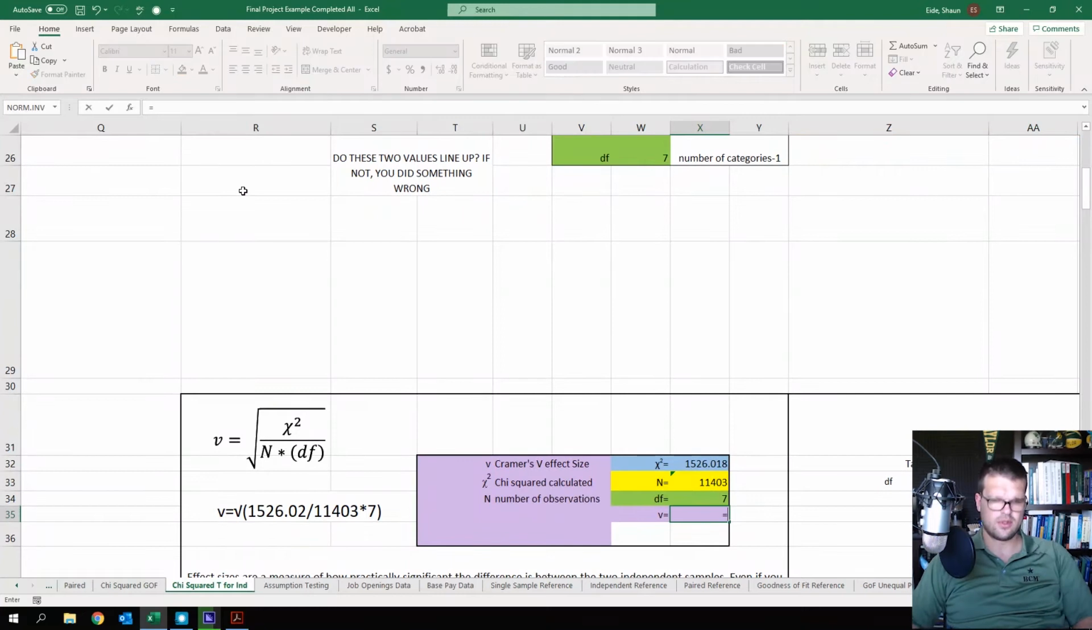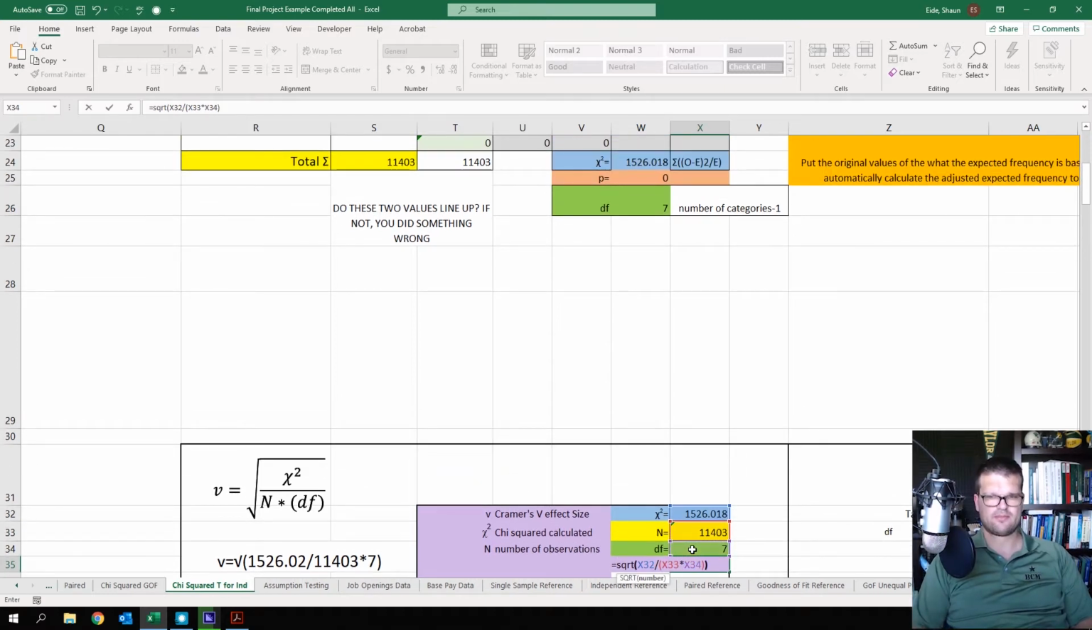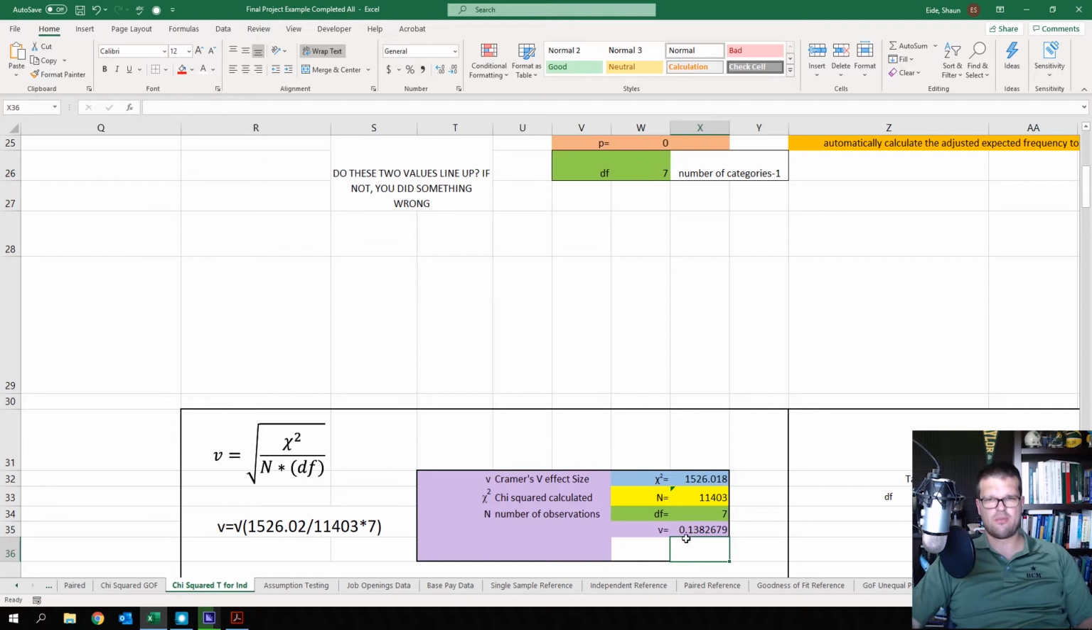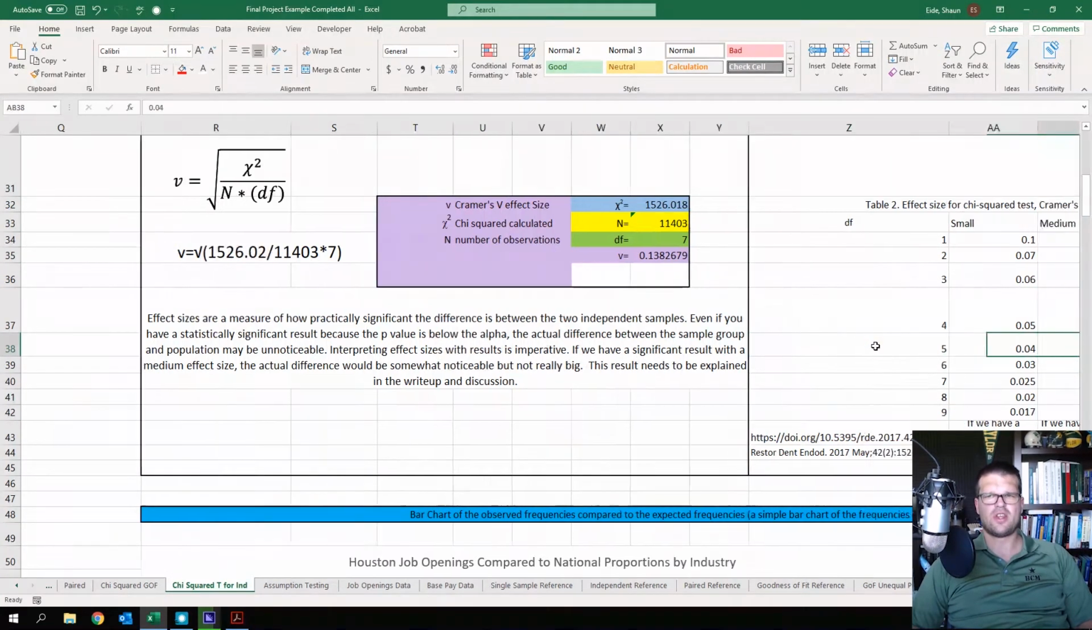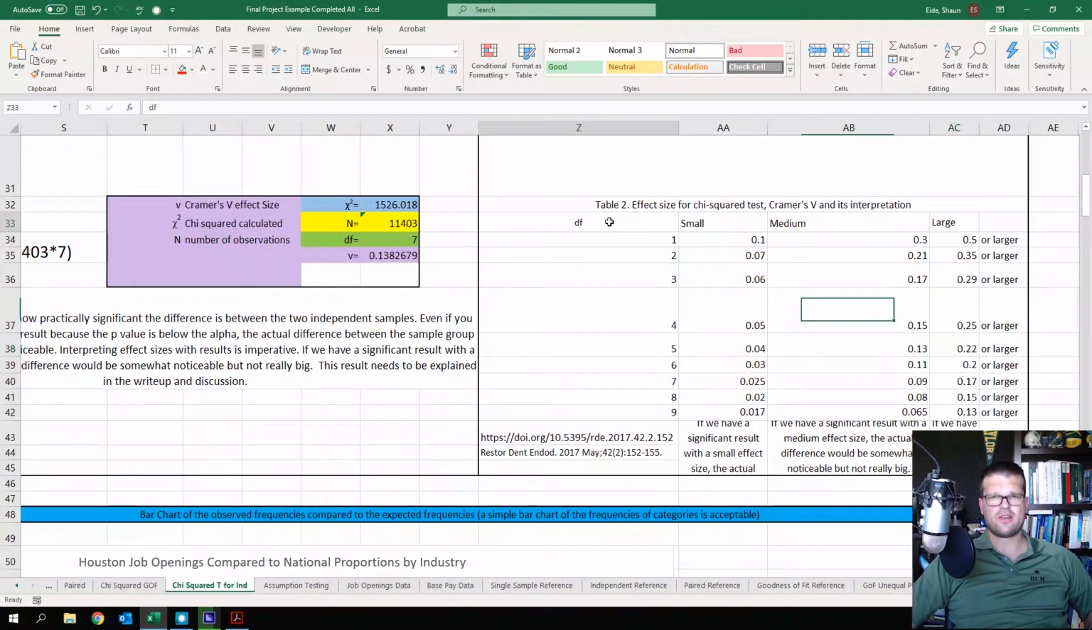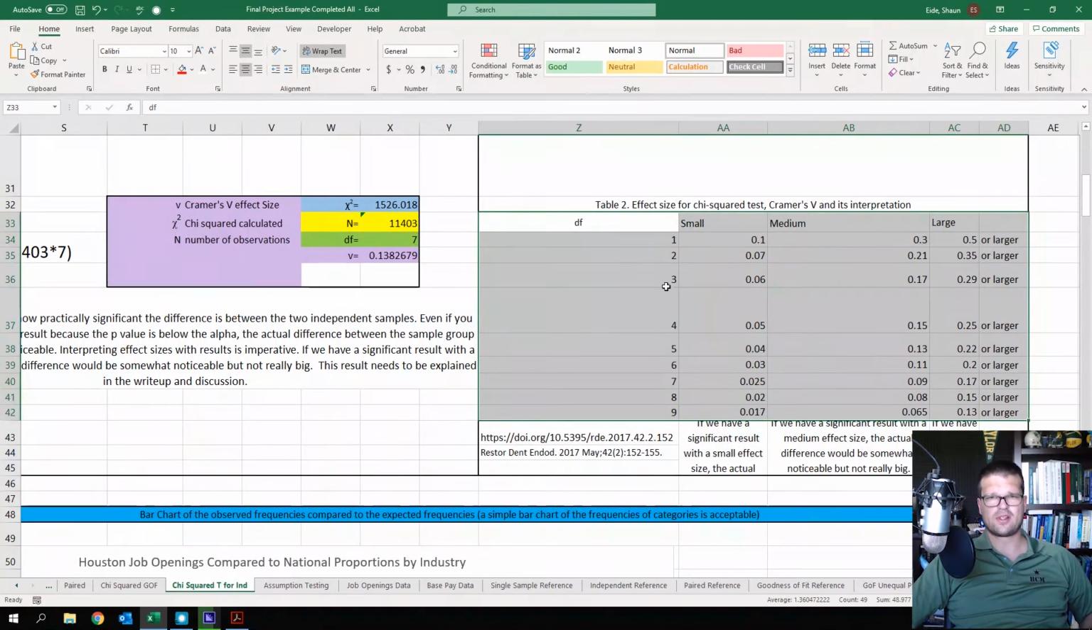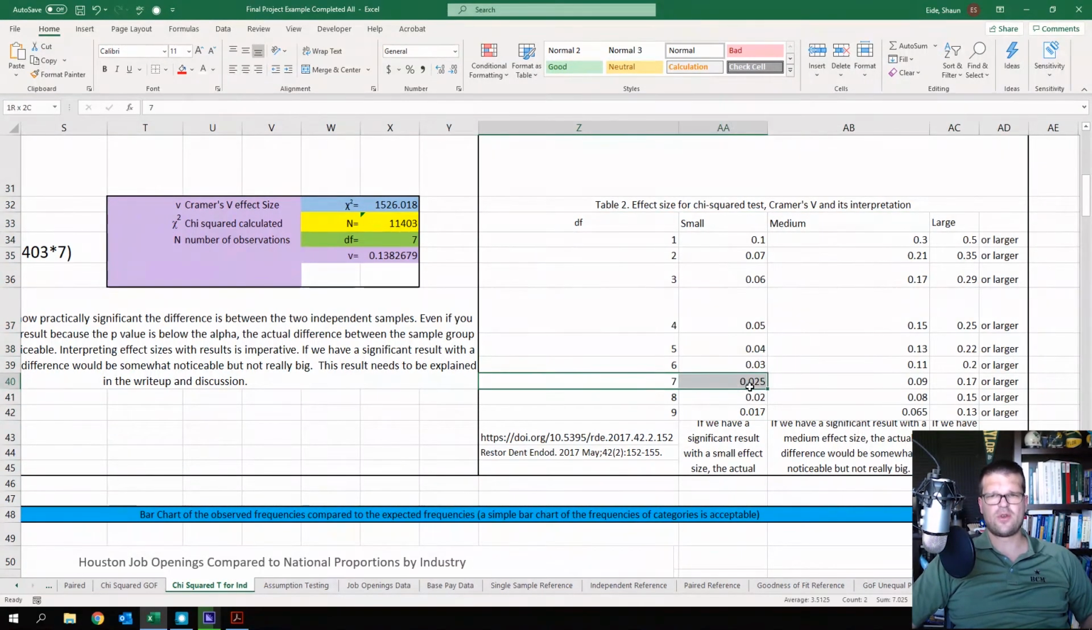Once we have that, we can do equals square root of chi-squared divided by, in parentheses, the number of observations multiplied by the degrees of freedom, which is 0.1379. So is this small, medium, or large? You can look at this fun little chart right here, and it'll tell you what it's close to. So you look at the degrees of freedom. There's 7 degrees of freedom, and the question is what is this closest to? It's somewhere between a medium and a large effect size, right?